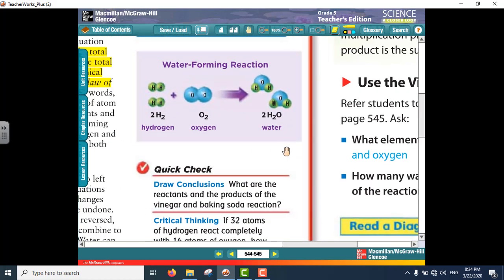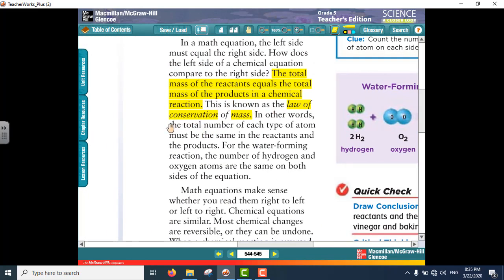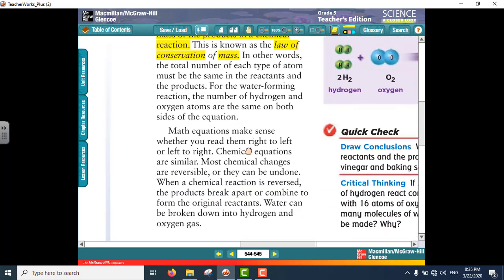Count here, boys. The number of hydrogen atoms equals 4 and the number of oxygen atoms equals 2. So we have 4, 5, 6 atoms, and here in products we have 1, 2, 3, 4, 5, 6. So in reactants we have 6 atoms and in products we have 6 atoms. So the total mass of reactants equals the total mass of what? Of products. This is called the law of conservation of mass. Okay, boys?